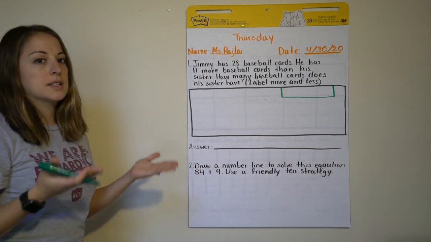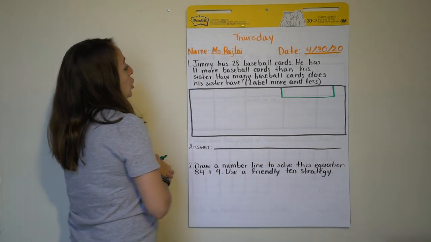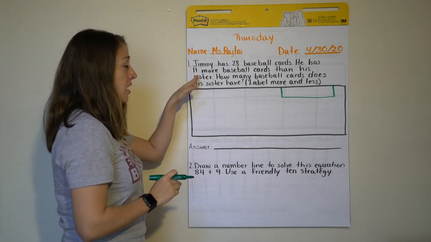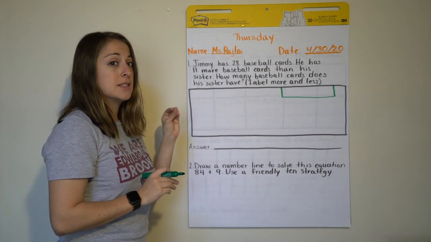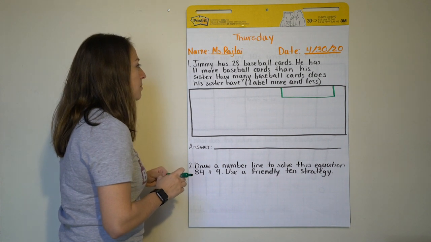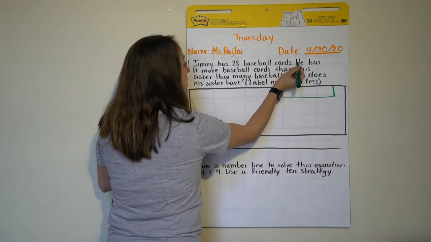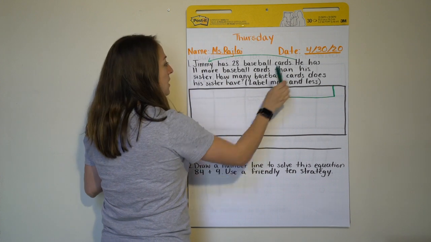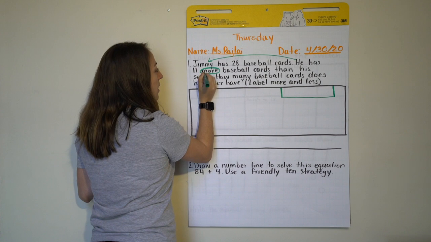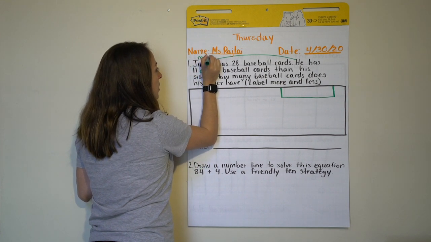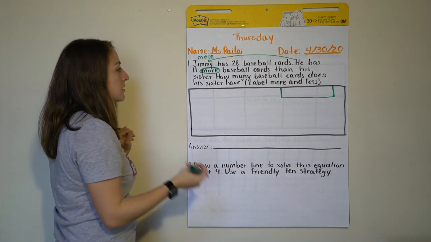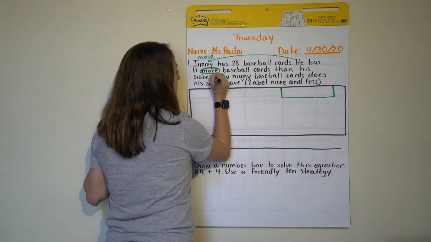So this is a more or less problem. We need to label who has more and who has less. There's a word in here that gives us a clue that someone has more. So I'm going to read it again. Jimmy has 28 baseball cards. He, so they're talking about Jimmy, he has 11 more. This is the clue that Jimmy is the one who has more because they're talking about him. So if Jimmy has more, then his sister has less.